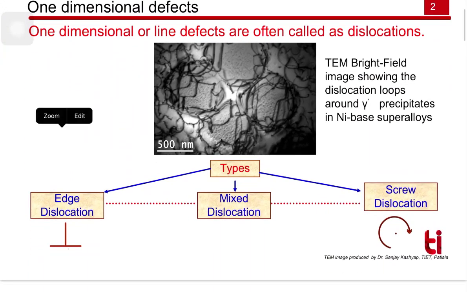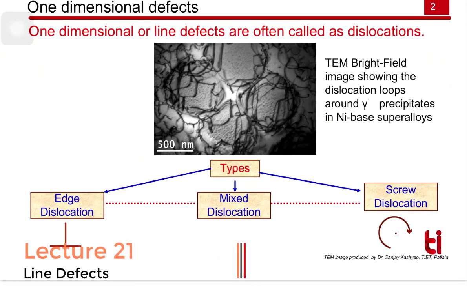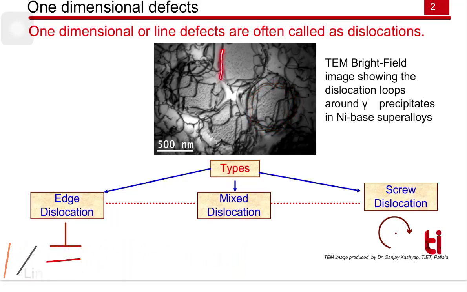So as I told you, these are the one-dimensional imperfections. You can see in this image there are some loops, considered to be thin lines, which are representing the line dislocation, line imperfections. These line imperfections can be understood by two limiting lines. One we call edge dislocation, and the second is the screw dislocation. In general, every crystal has both kinds of dislocations.